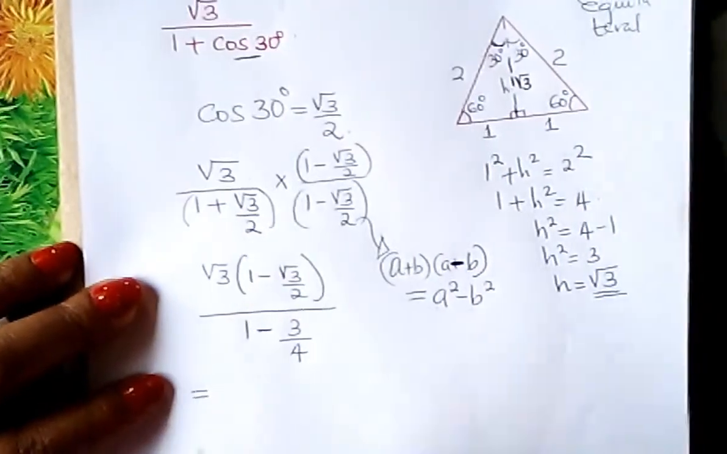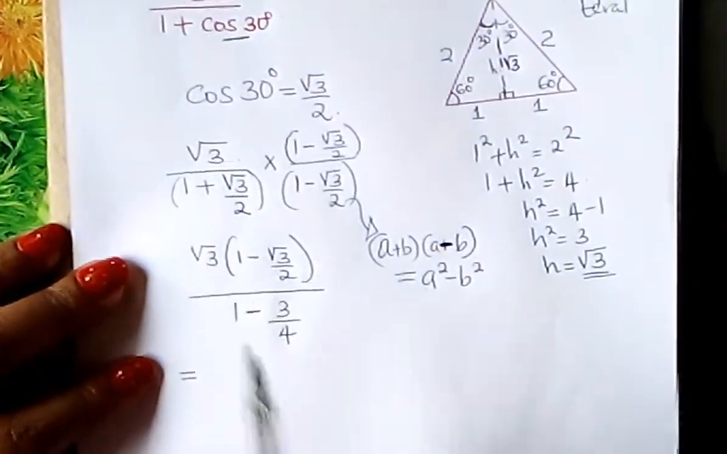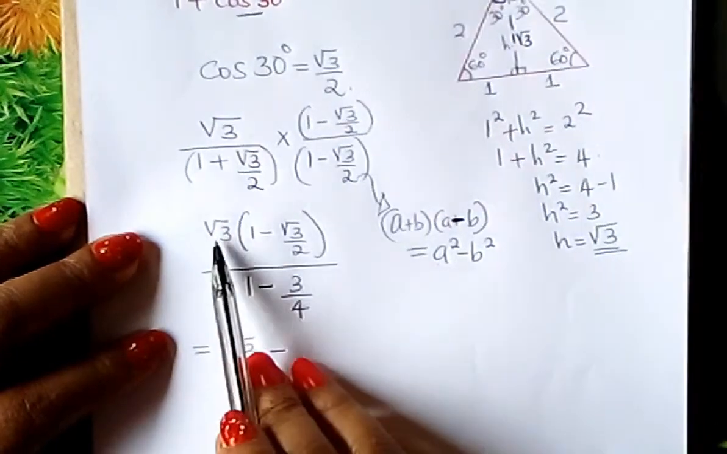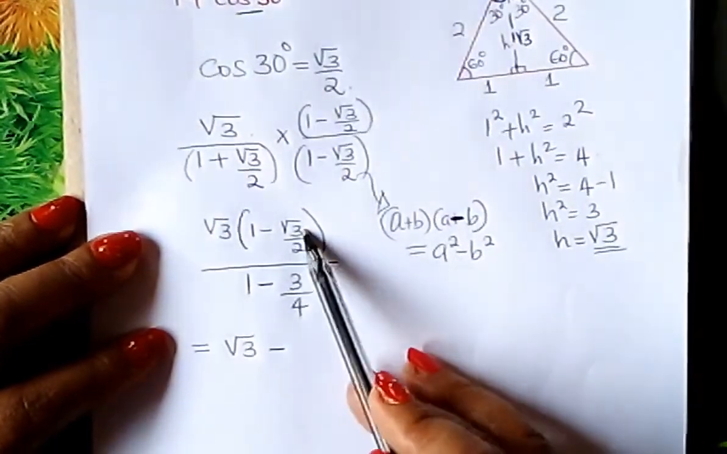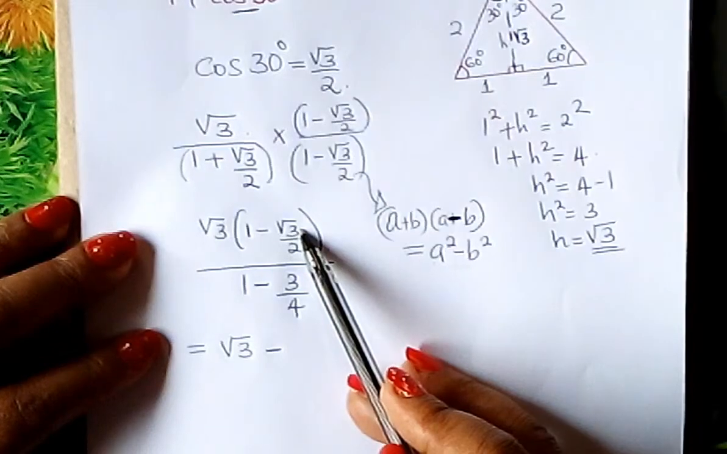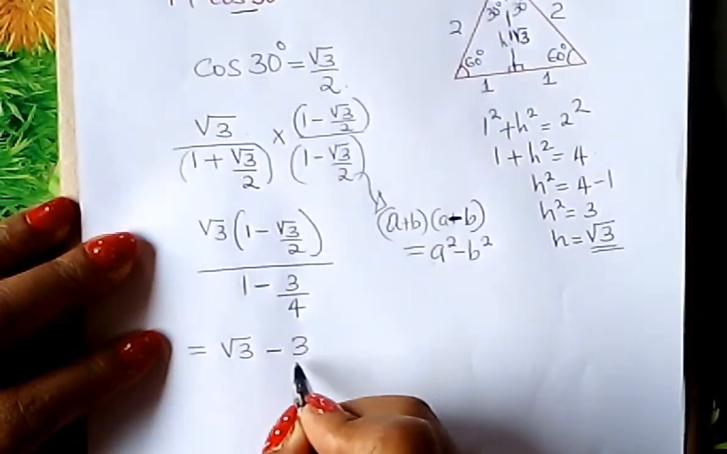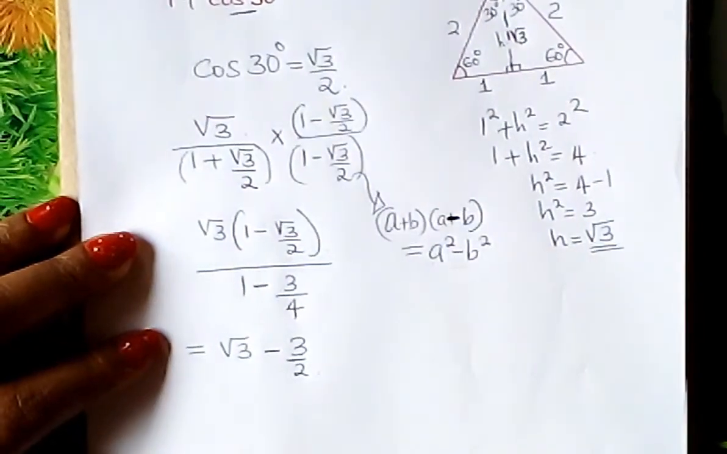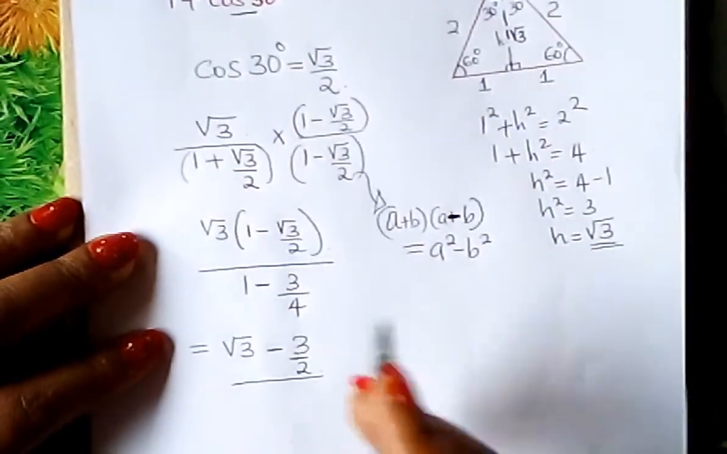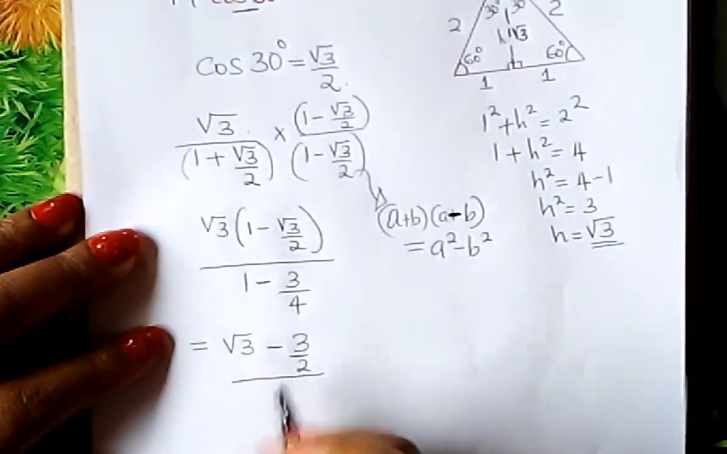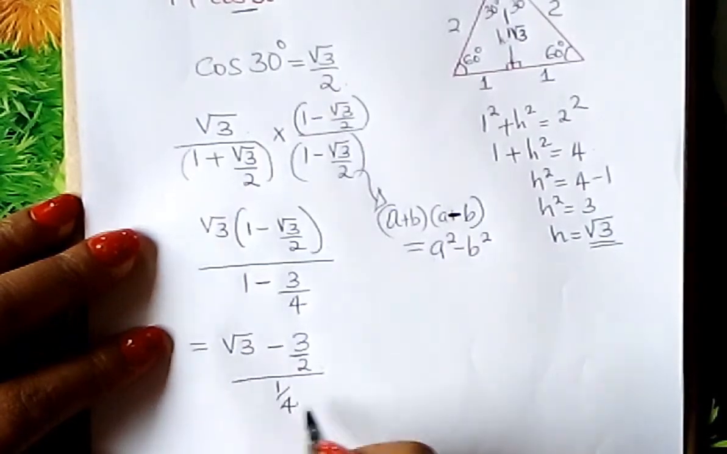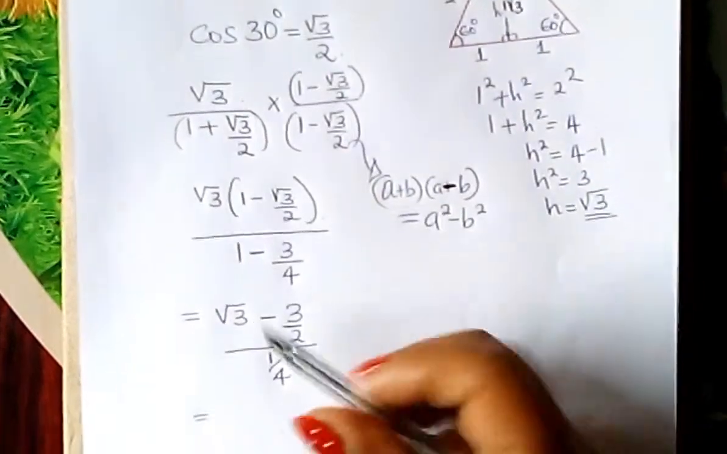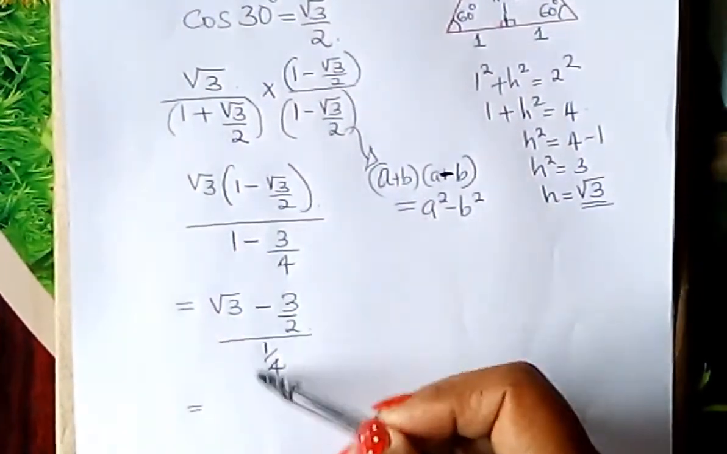So we move on, learner. You talk of this times this. You remove the bracket, root 3 minus what? This times this, learner, is square root of 9, and square root of 9 is 3. So we talk of 3 over 2. Look at that, 3 over 2. Divided by what, learner? 1 minus 3/4 is a quarter. There we are.